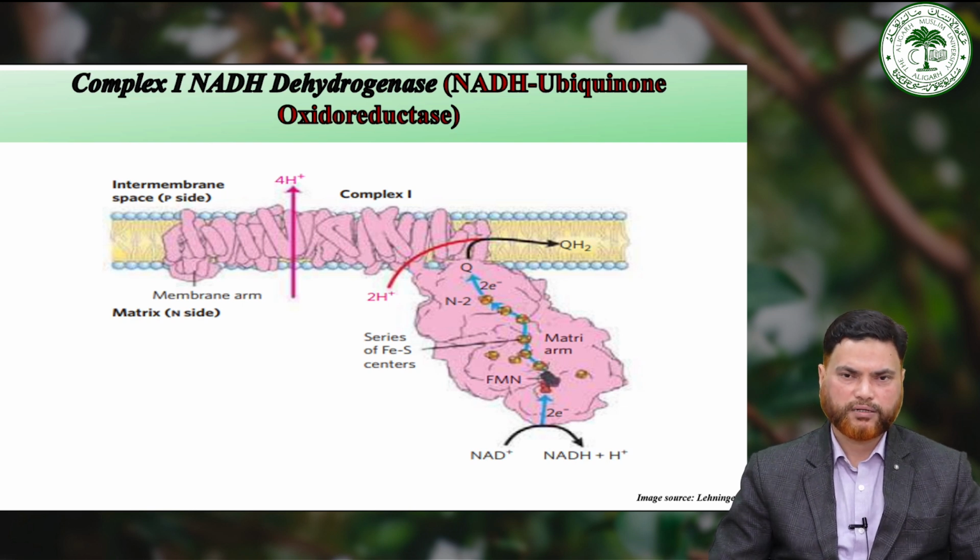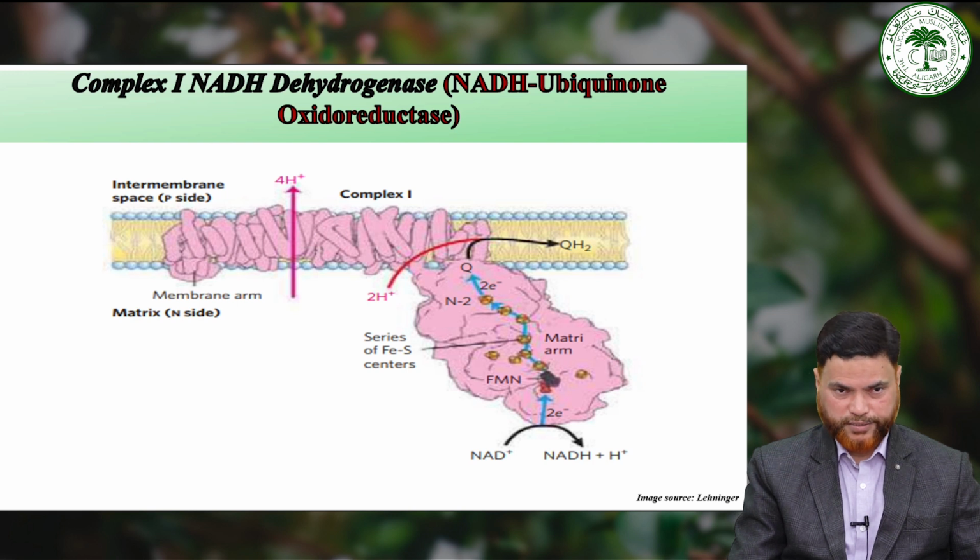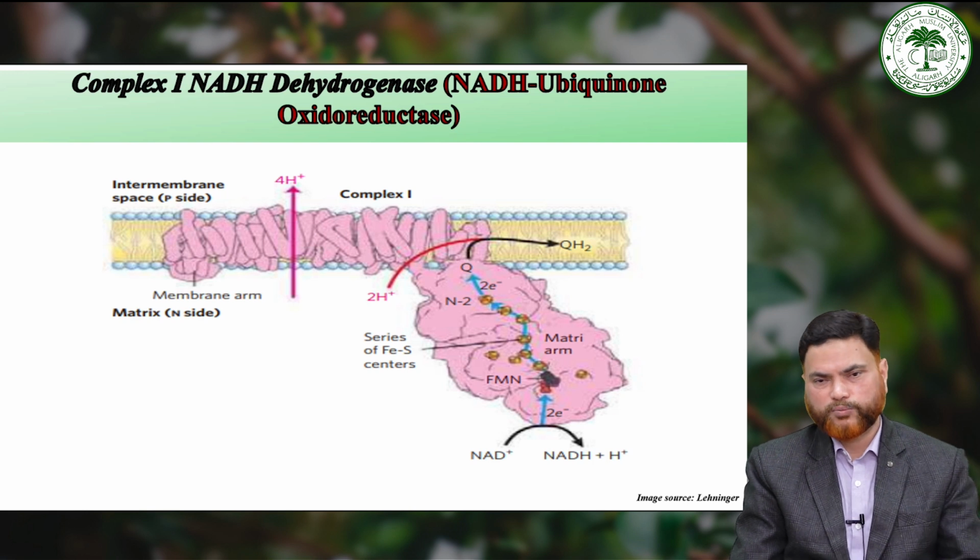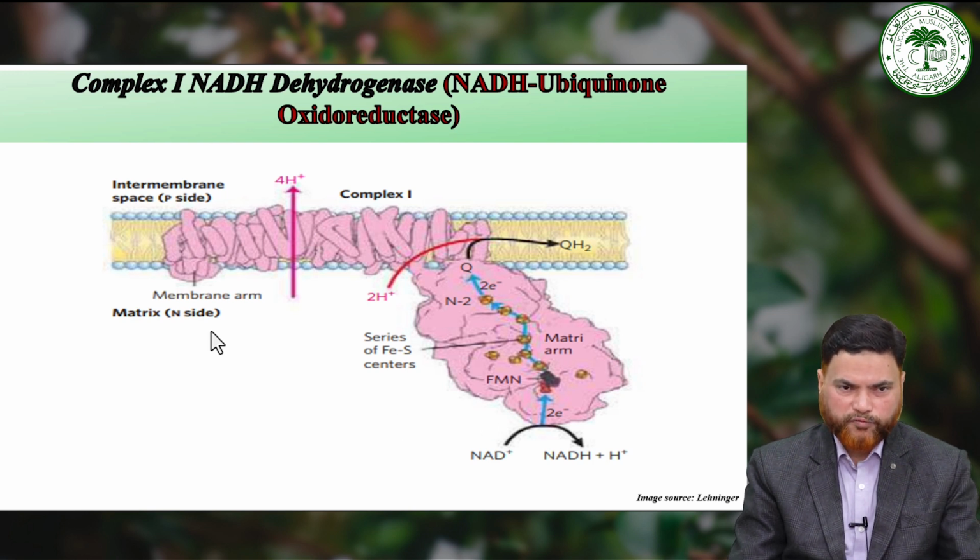First, as we talk about the structure of complex 1, that is NADH dehydrogenase, also known as NADH ubiquinone oxidoreductase, it consists of about 45 polypeptides. Basically, this complex consists of how many peptides? 45 polypeptides, and you see that the shape of this complex 1 appears more or less L-shaped, and this resembles mammalian and fungal complex 1, but it has certain plant specific proteins.